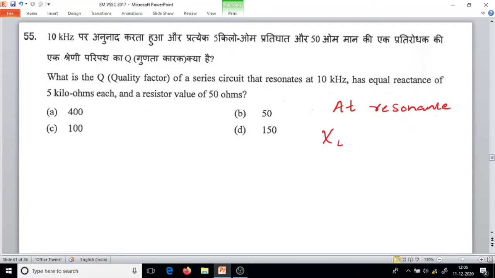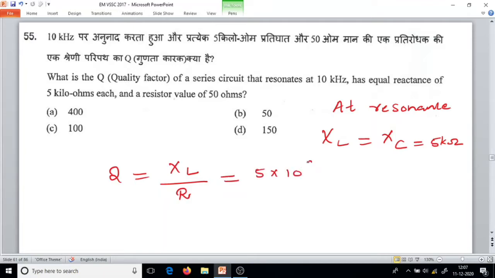At resonance, inductive reactance equals capacitive reactance, which is given in the question as 5 kilo ohm. Now Q factor equals XL divided by R, or XC divided by R. What is the value of XL? XL equals 5 kilo ohm, that is 5 multiplied by 10 to the power 3, or 5000. What is the value of R? 50 ohms. So which comes to 100. So the answer is option C.